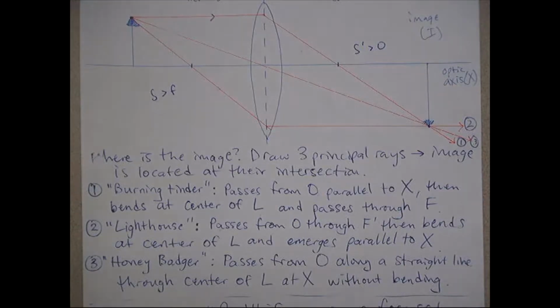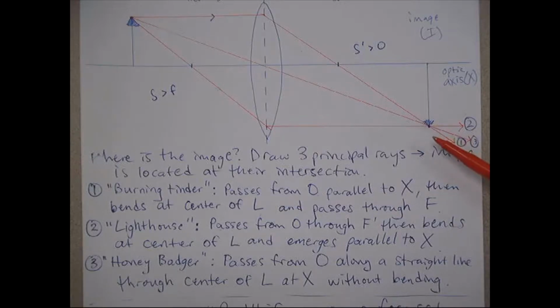Of course, any two of these principal rays will intersect at the location of the image. However, you draw all three of them to make sure that you haven't messed up the process. If you draw all three and you don't find a good intersection, then you need to go back and rethink your strategy.